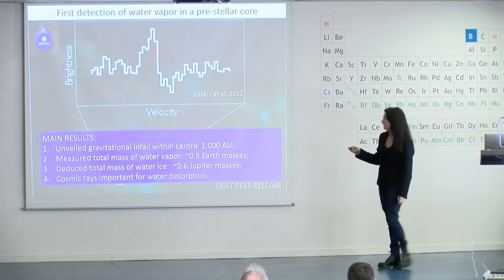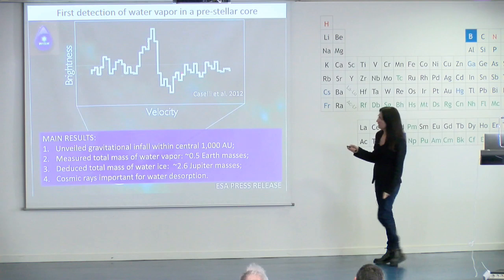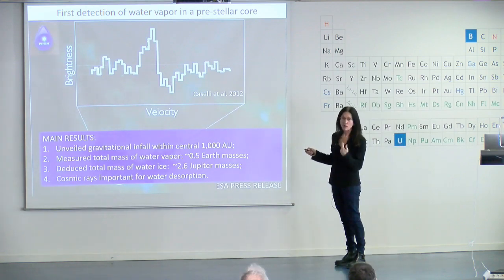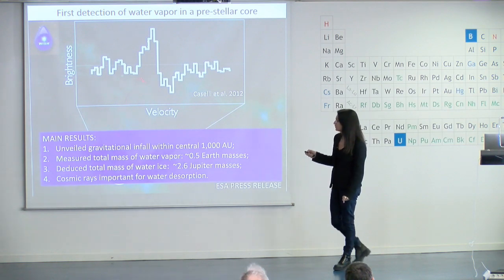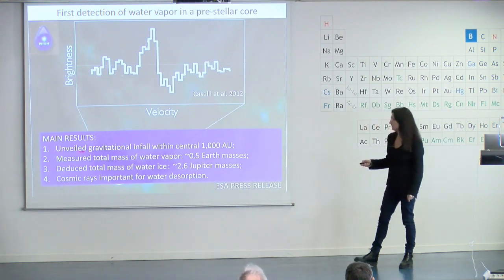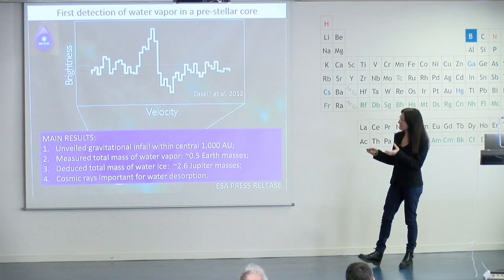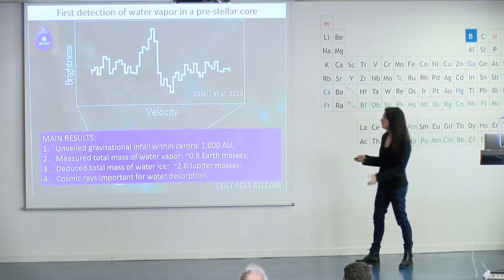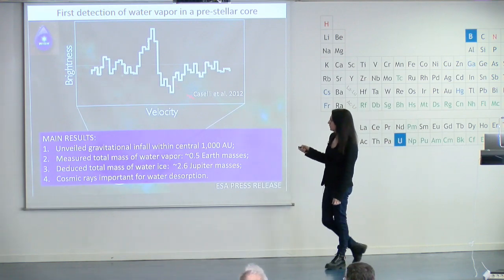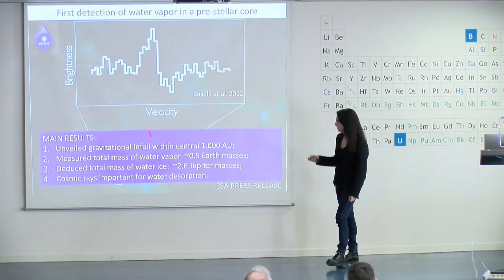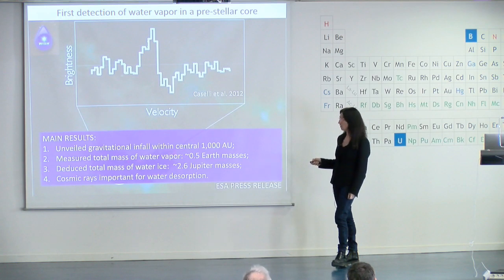We could reproduce this very well with our model that we already had from other molecules. But anyway, the main result from the water is that we could say something more precise, for example, on the contraction motions in the central 1000 AU, astronomical units, of this cloud. We measure the total mass of water vapor. You see, it's not much, because most of the water is in the solid phase. So we have about half an Earth mass.